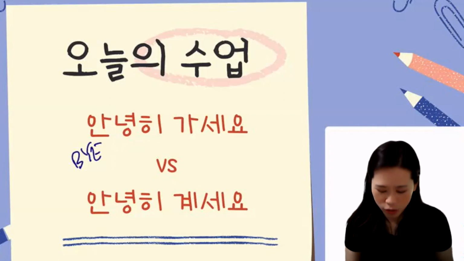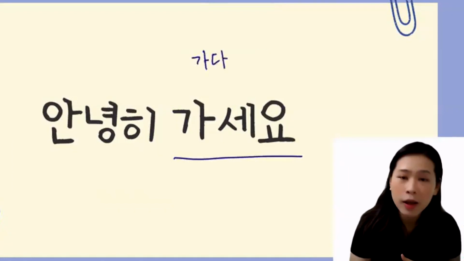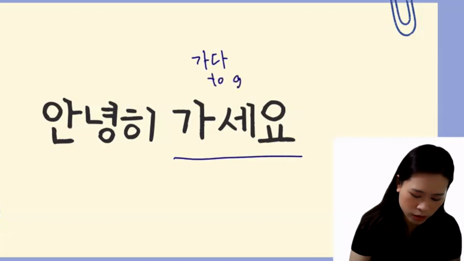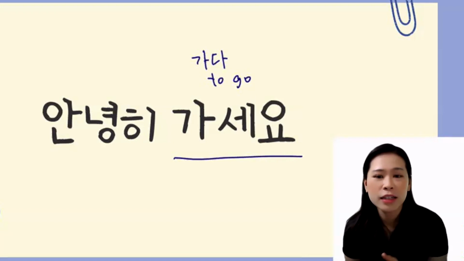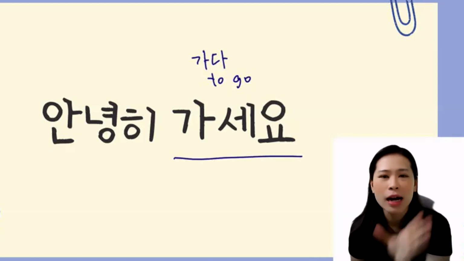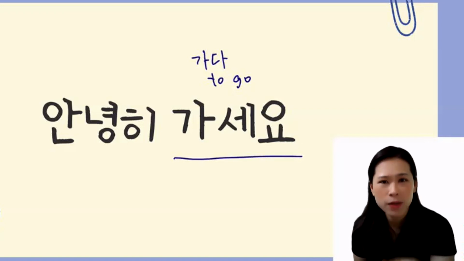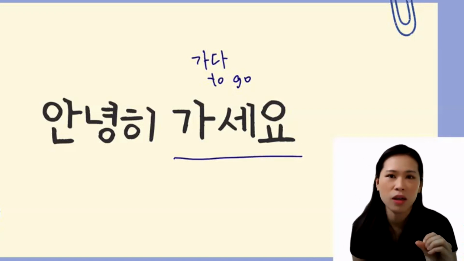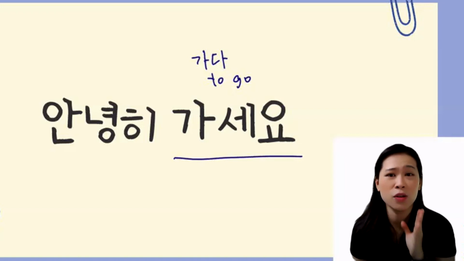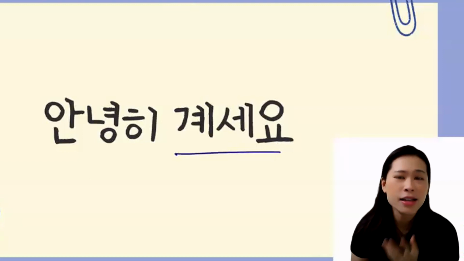Okay, now first of all, we want to look into the stem. 안녕히 가세요 comes from 가다, which means to go. So when we say to go, you're using 안녕히 가세요 to anyone who is leaving. It's always from the perspective of the person you are talking to. If the person you are talking to is leaving, 그럼 안녕히 가세요. If the person that you are talking to is staying, then you will say 안녕히 계세요.